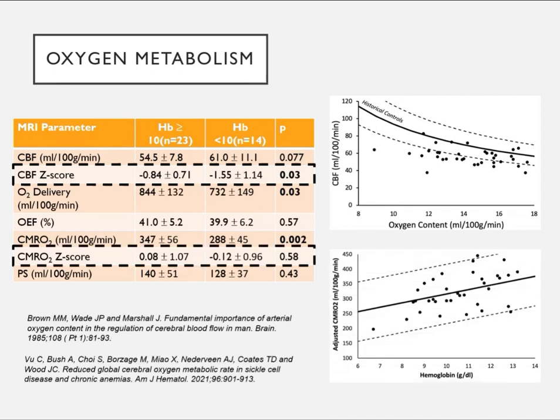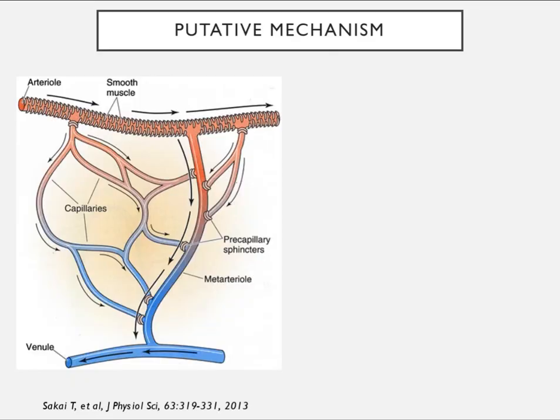When you look at cerebral metabolic rate, though, it falls perfectly on the previously showed confidence intervals. So unlike in sickle cell disease, where you have increased flow but decreased extraction, in iron deficiency you really have kind of normalish flow, decreased oxygen delivery, but normal extraction. So you end up in the same place in your cerebral metabolic rate, but for two different reasons.